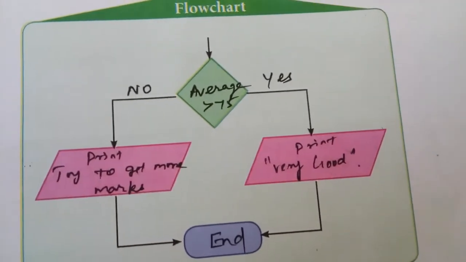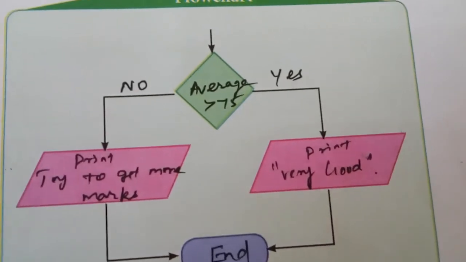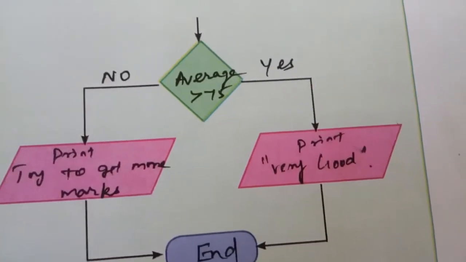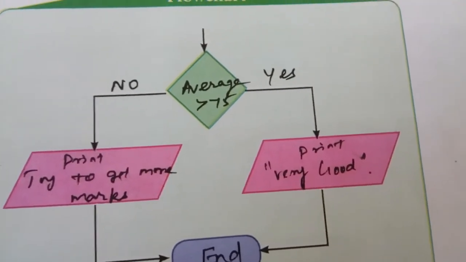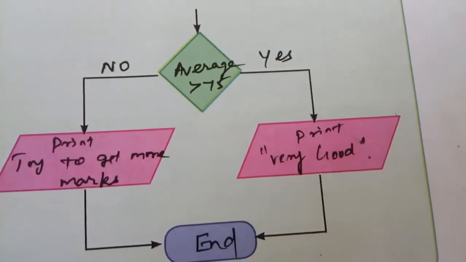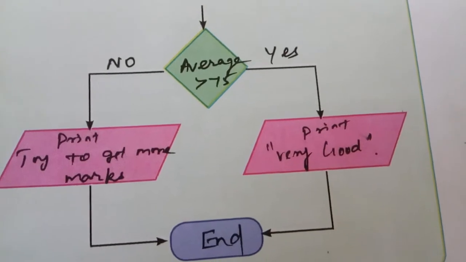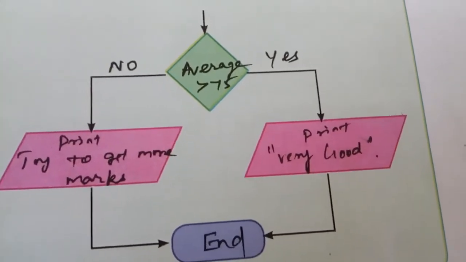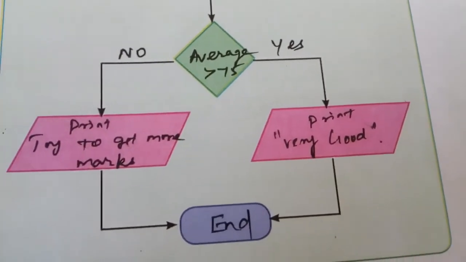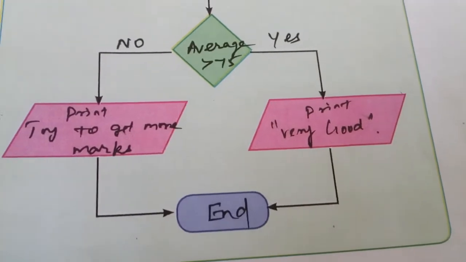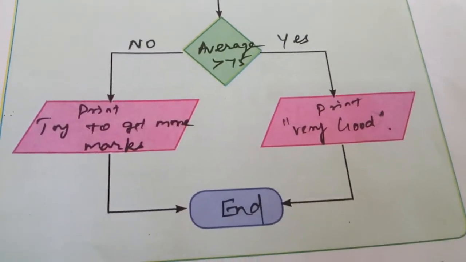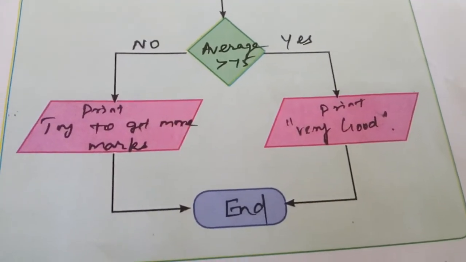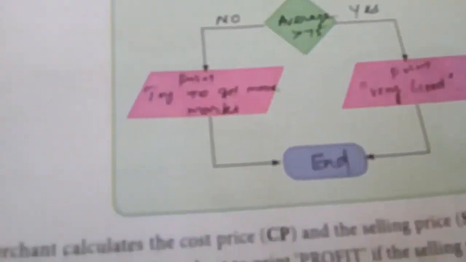Using that, we draw the flowchart: is average greater than 75? If yes, then it will print very good. If no, then it will print try to get more marks. At the last, it is the end, which completes the end of this process. And the last question is the 7th one.